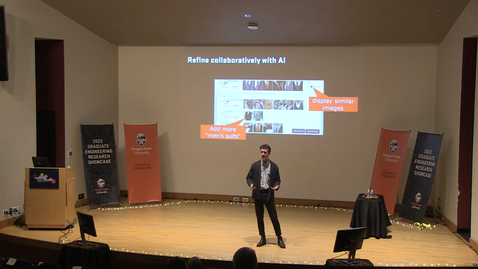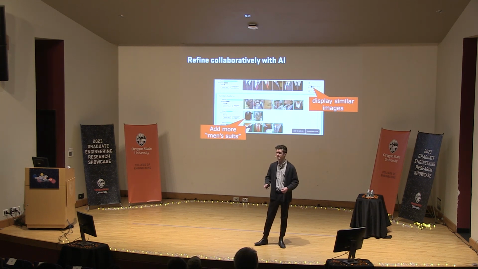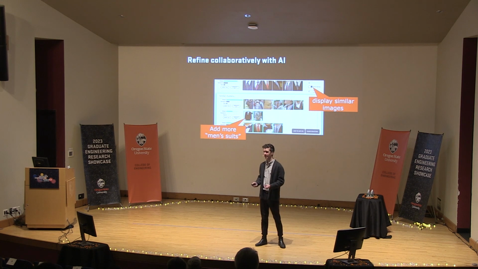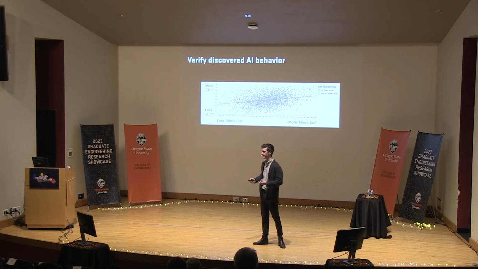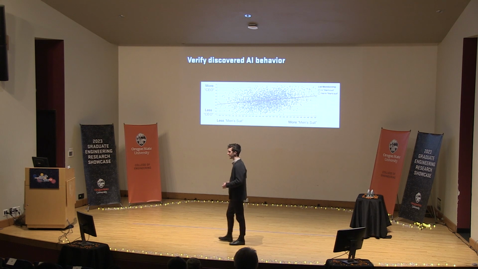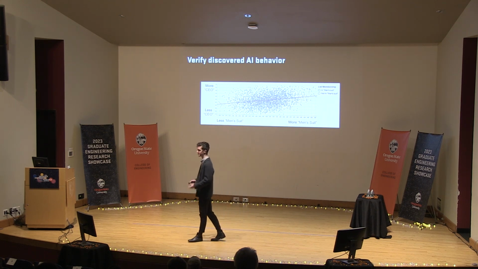And once they find one of these potential biases that seems interesting, the auditor is able to refine that concept with the AI itself, to drill down on specific biased behaviors and gather supporting sets of evidence so that they can verify certain biased behaviors and outcomes of the AI that they're studying.